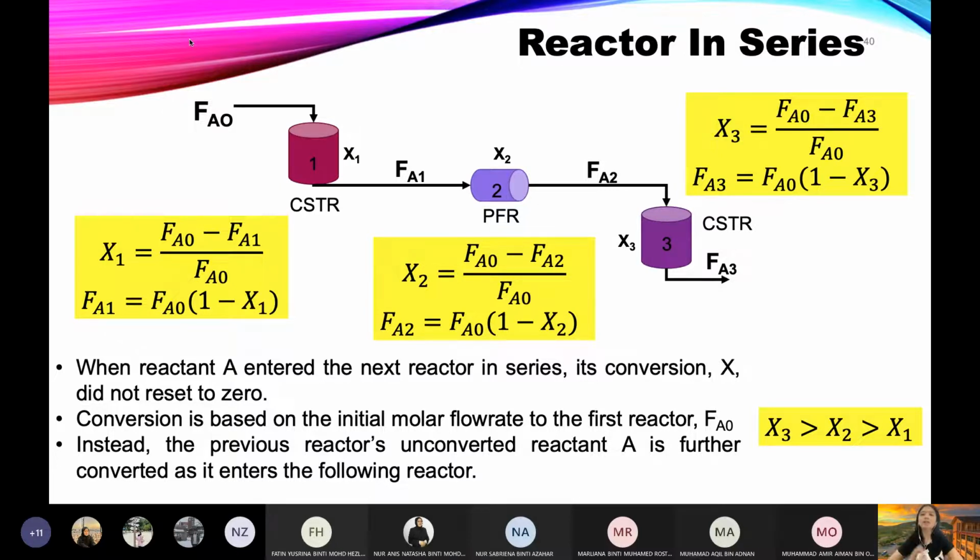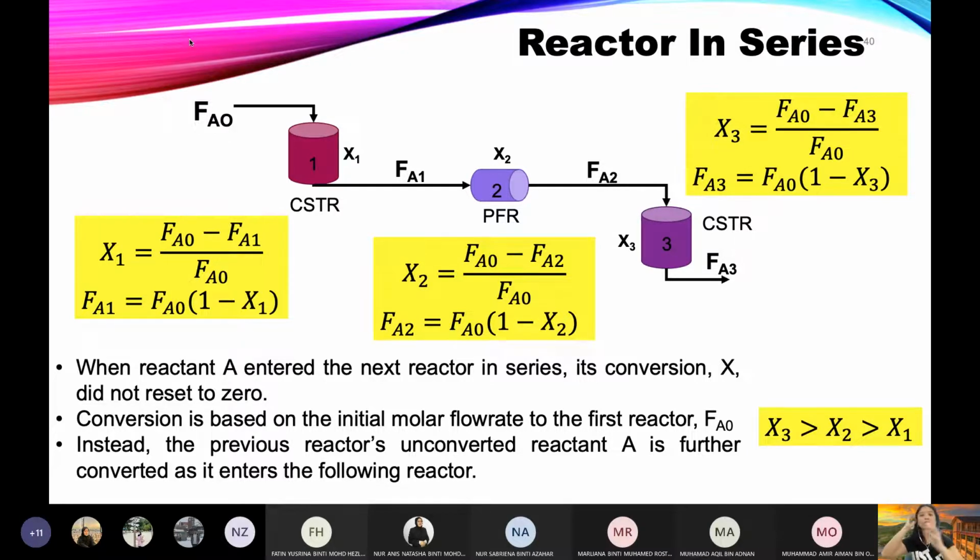Okay, so that's why I keep saying conversion dia tak reset. Dia bukan 50% reaktor pertama, tiba-tiba reaktor kedua jadi 25%. Tak, dia akan sentiasa meningkat sebab we calculate based on the original molar flow rate that enters the very first reactor. So naturally your conversion will increase with the number of reactors. Maksudnya X2 bigger than X1. If you have third reactor, X3 bigger than X2. You have the fourth reactor, X4 bigger than X3.